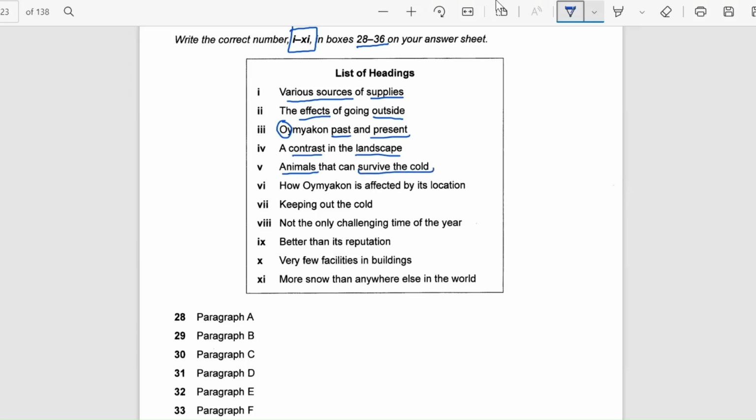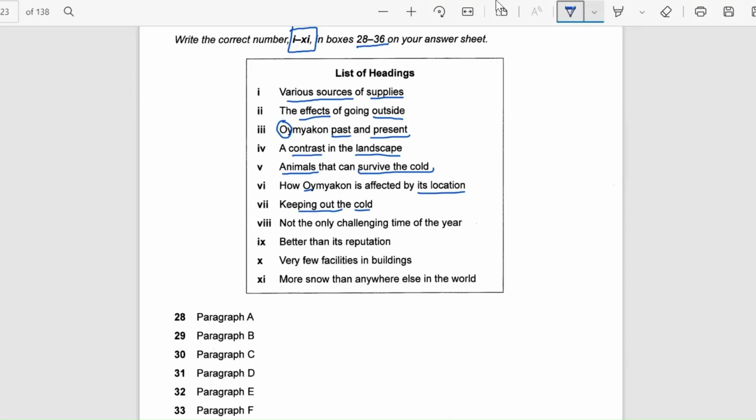So which means they can tolerate the extreme cold weather. Then the sixth point is talking about how O is affected by its location. So wherever O is located, there is some impact on O of that location. Keeping out the cold. So how you are preventing cold or keeping out the cold, that is what I figured out as of now. So how you can stay away from the cold, or how you can keep away from the cold. So here, staying away and cold become important.